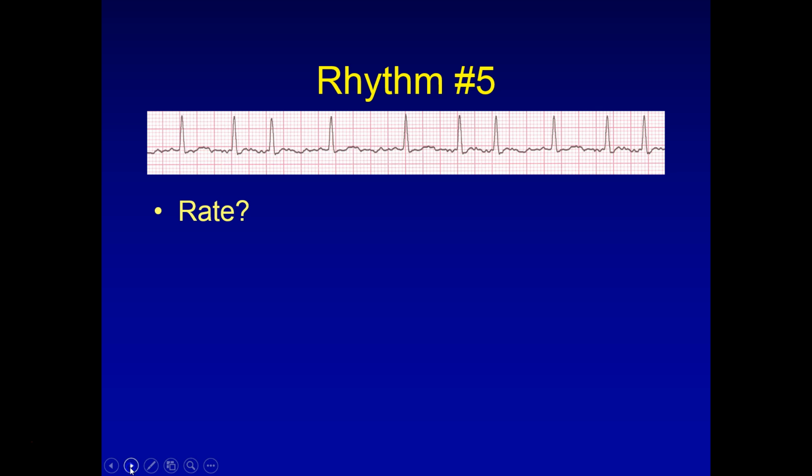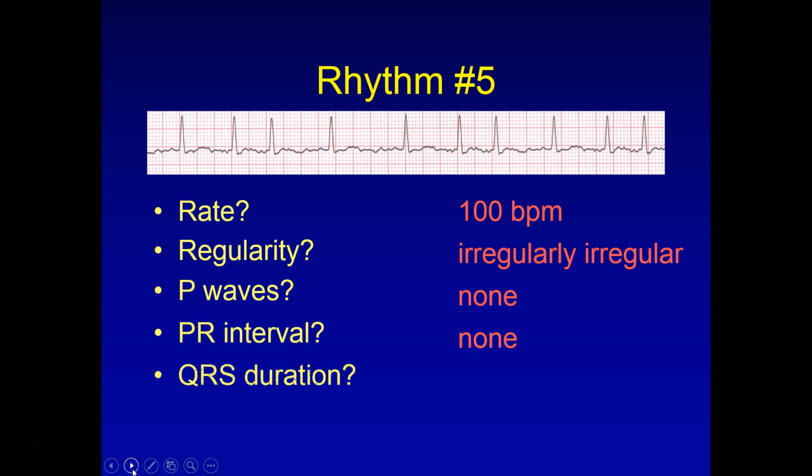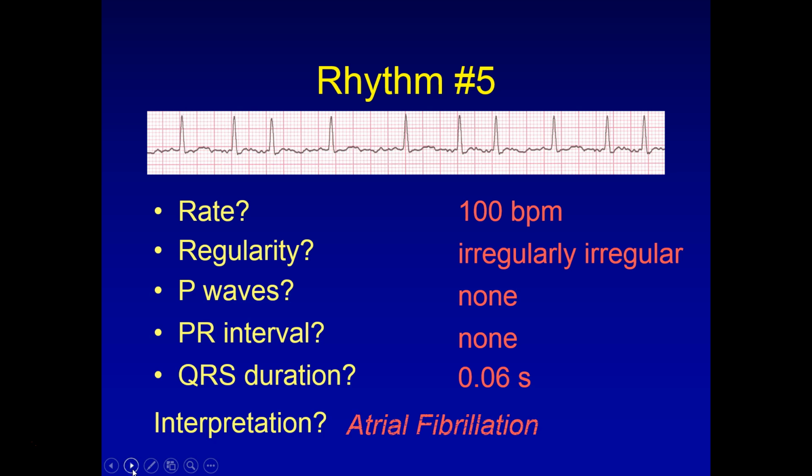Determine our rate. It's 100 beats per minute, our ventricular rate. We're going to look and see if it's regular. We're going to measure our R to R waves. It is irregular. Going to assess our P waves. There's no discernible P waves, and I have no PR interval. Our QRS duration is normal. Interpretation, this is atrial fibrillation.